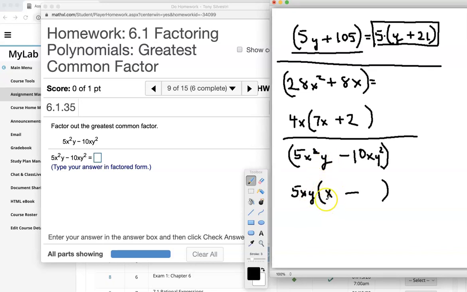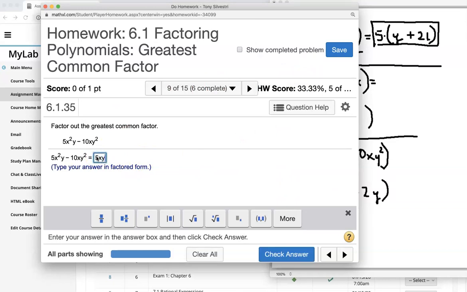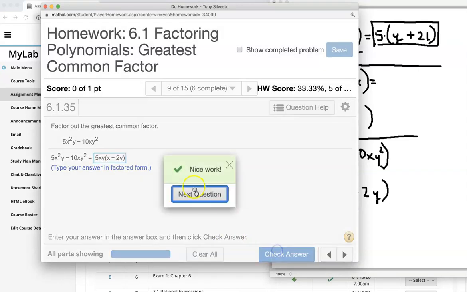Think about what you would have done in Algebra 1, multiplying through. You would have got that first term. 5 goes into 10 2 times. X has been pulled out. You had 2 y's, you pulled 1 out, leaves you with a y, and there's your answer right there. So when I click this, I'm going to type in 5xy, parentheses, x minus 2y, close the parentheses, check your answer. Nice work.